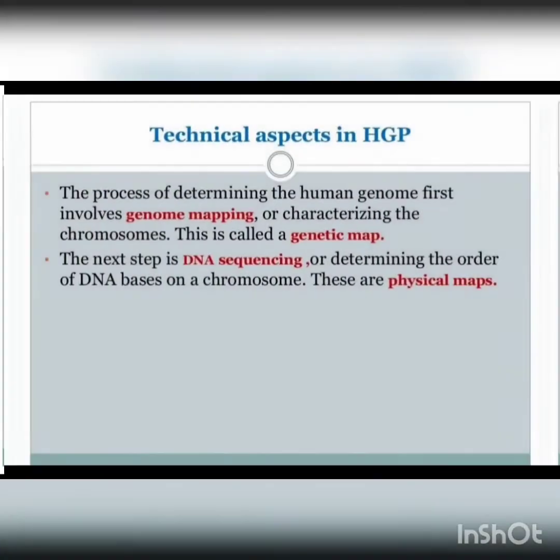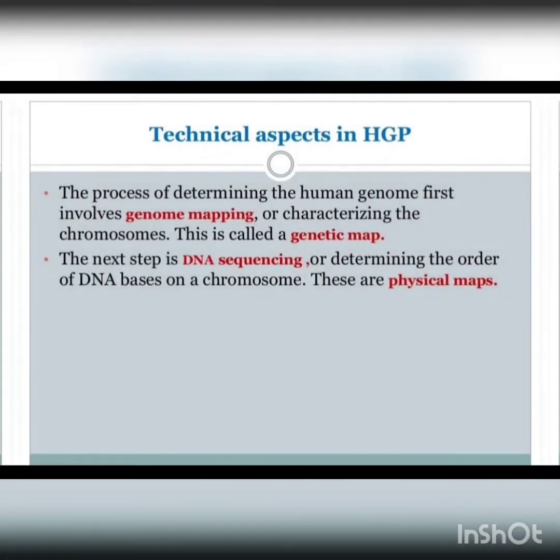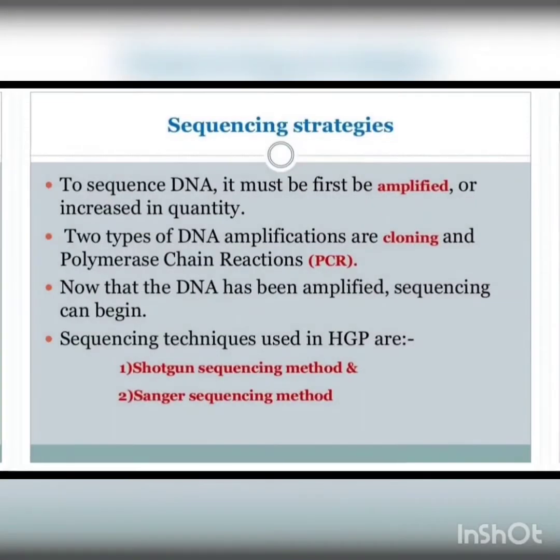And the next one is technical aspects in HGP. The process of determining the human genome first involves genome mapping, or characterizing the chromosomes. This is called a genetic map. The next step is DNA sequencing, or determining the order of DNA bases on a chromosome. These are physical maps. And the next one is sequencing strategies.